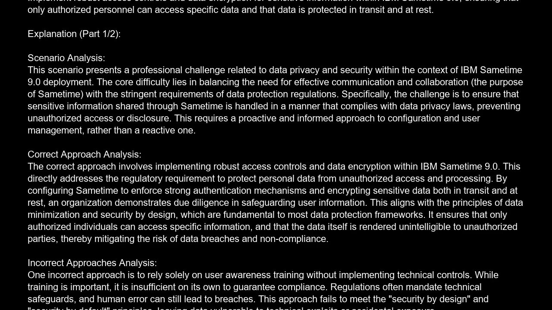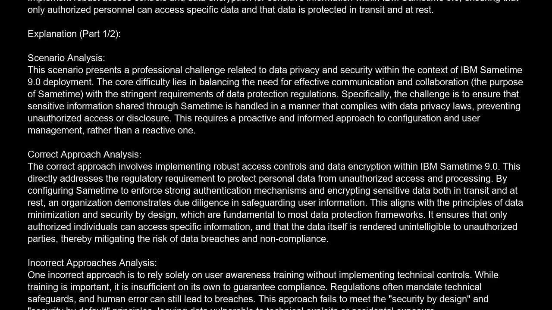Specifically, the challenge is to ensure that sensitive information shared through Sametime is handled in a manner that complies with data privacy laws, preventing unauthorized access or disclosure. This requires a proactive and informed approach to configuration and user management, rather than a reactive one. Correct approach analysis. The correct approach involves implementing robust access controls and data encryption within IBM Sametime 9.0.